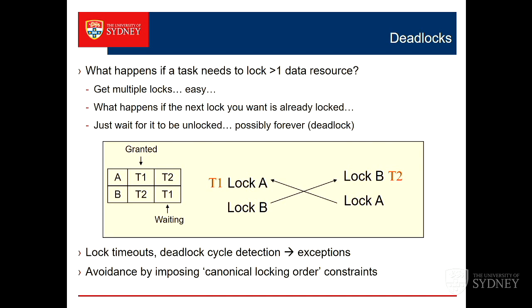Easy peasy. What happens if I've got lock A, I'm going to get lock B, and I'm forced to wait? Well, no problem. I just wait for lock B to be released. What happens if the task that is locking B is waiting to get a lock on A? I'm waiting for you, you're waiting for me, and we're just deadlocked. We will wait forever.